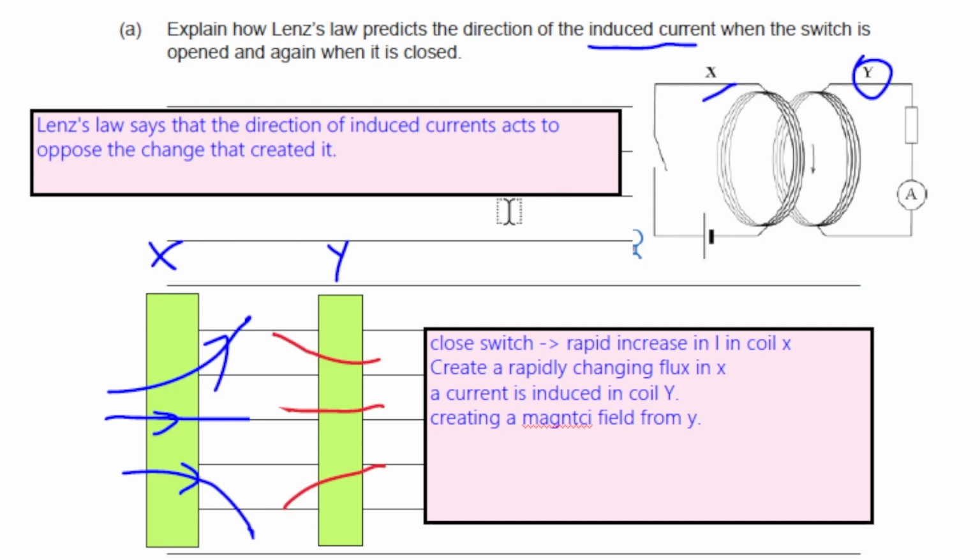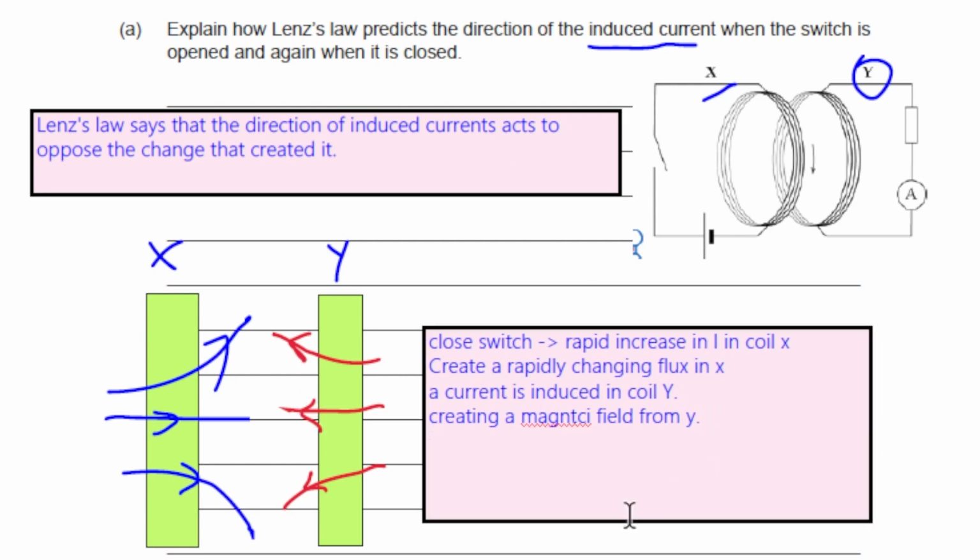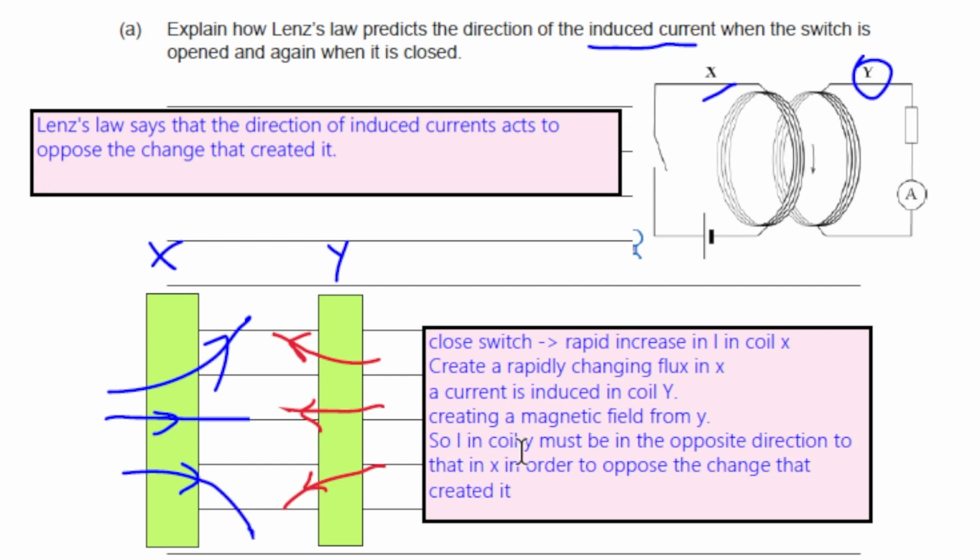And the question is which way are these flux lines going? Well, Lenz's law tells us that they have to oppose the change that created them. So therefore they're going the opposite way. Now we know that in order to create field lines going the opposite way, current also has to be going the opposite way. Therefore, the current in coil Y must be going in the opposite direction to what it is in X. Let's write some of that down. So something like this. The current in coil Y must be in the opposite direction to that in X in order to oppose the change that created it. Remember, that's to get the flux lines, the red ones, to be going in the opposite direction.